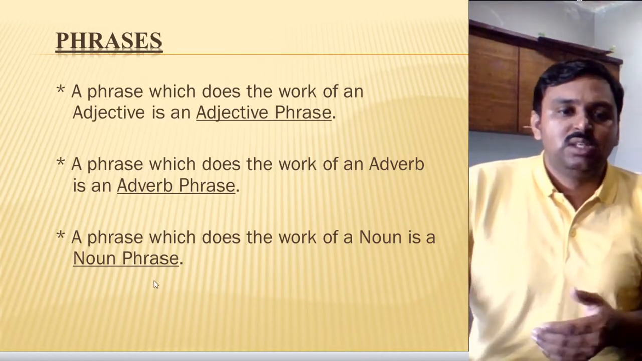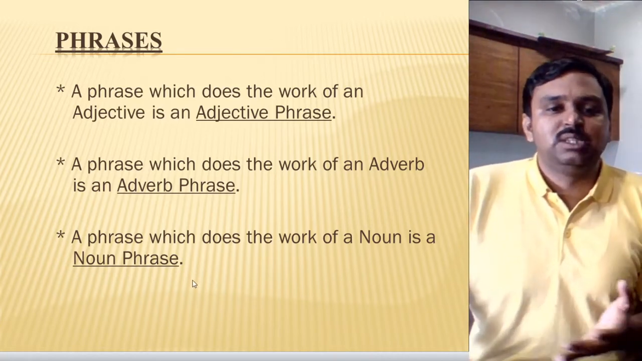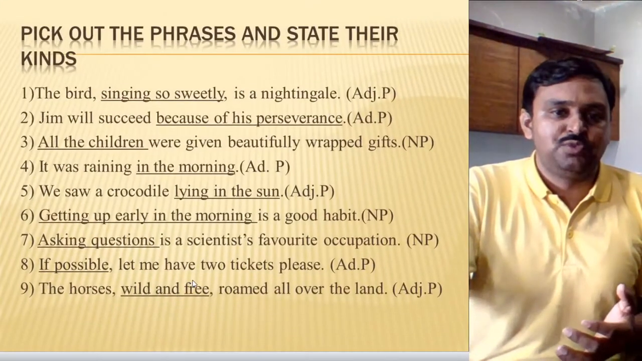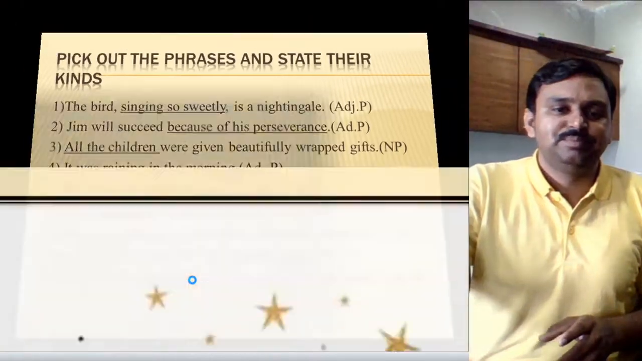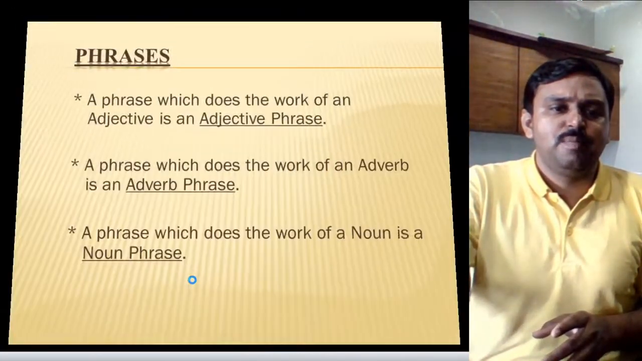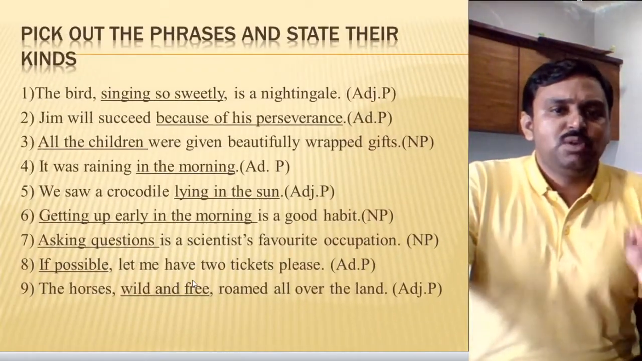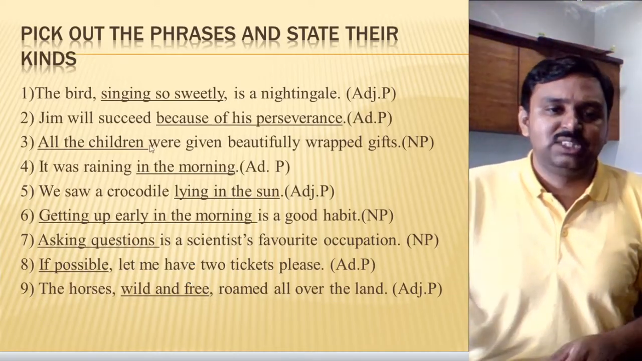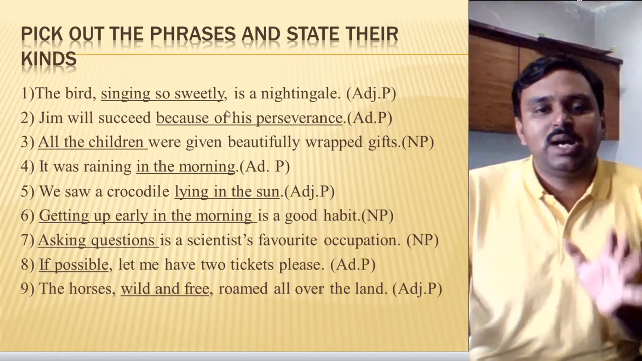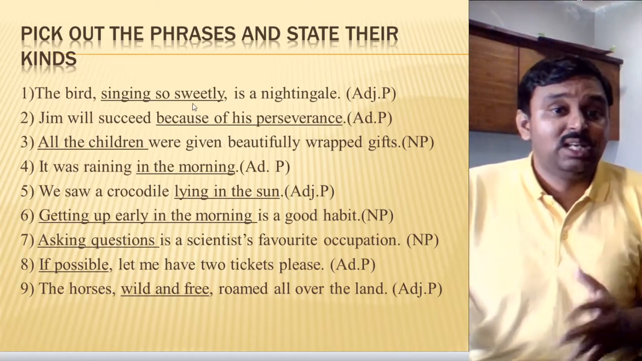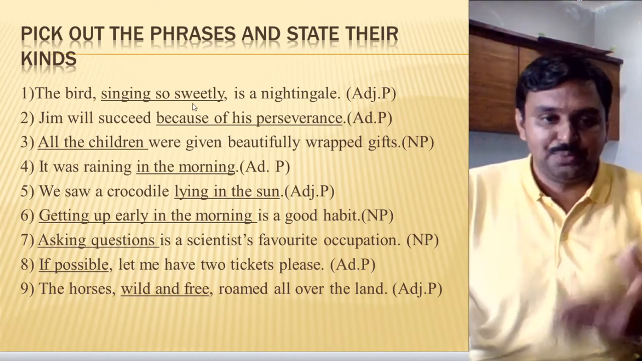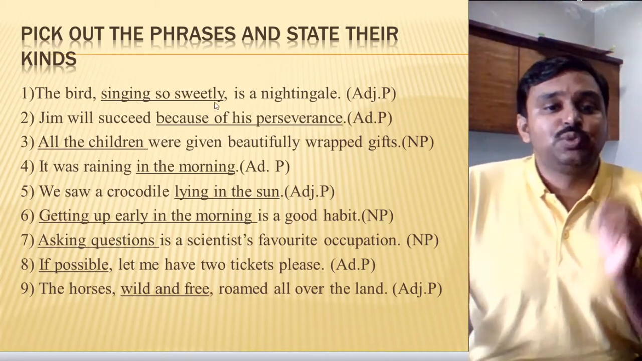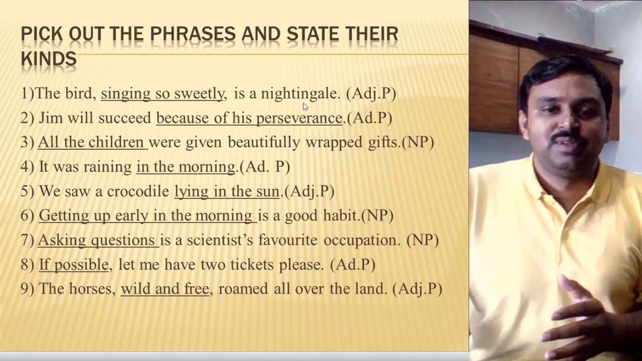Okay, now let's go for some more examples to clear the concept about adjective, adverb and noun phrases. Now see this one. Pick out the phrases and state their kinds. I have already underlined the phrases to make it clear why this phrase has come here and which kind it belongs to. So look at the first example. The bird singing so sweetly is a nightingale.